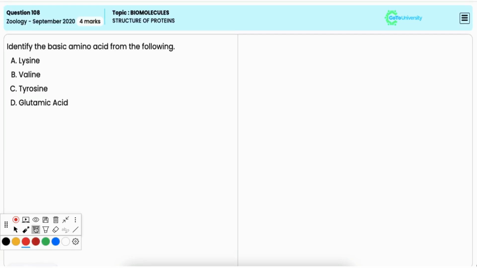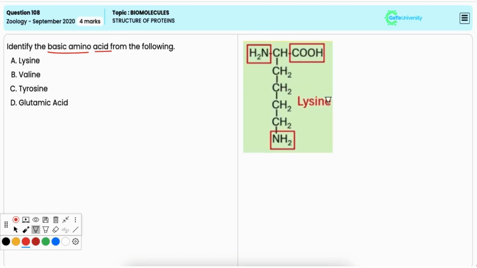In this question, you have to identify the basic amino acid. Option A, lysine. Now, lysine is a basic amino acid because it contains an amino group in its side chain that readily accepts protons, giving it a basic character. And it has positive charge at physiological pH. Hence, it is the correct option.